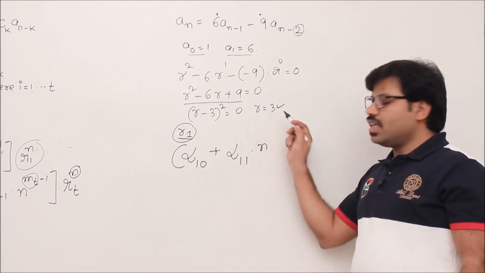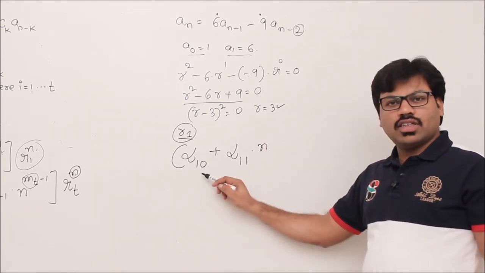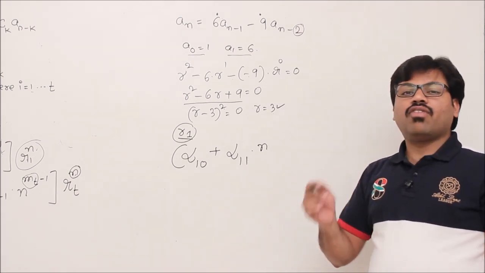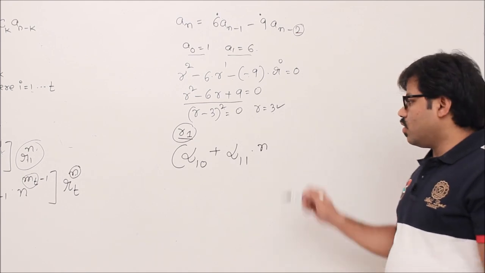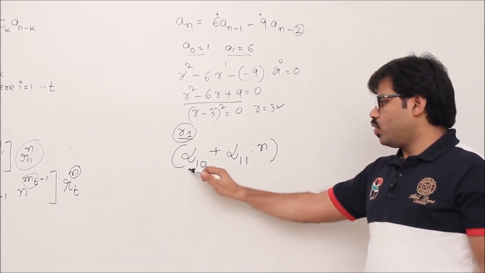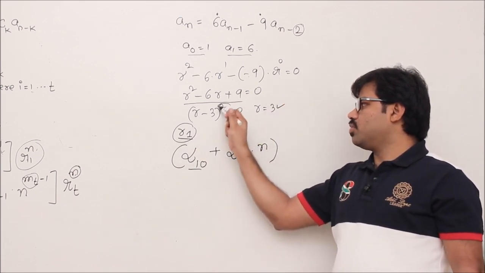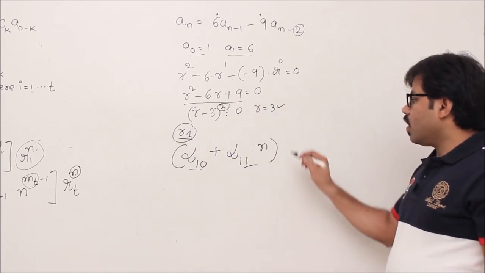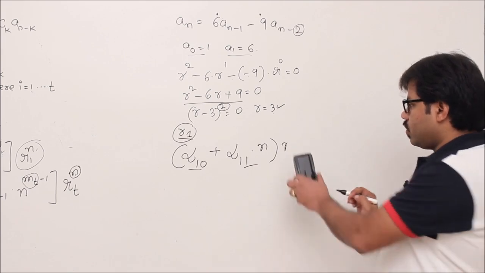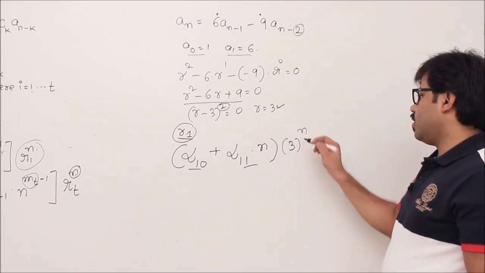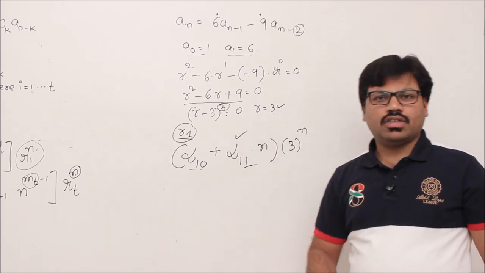Sir, what if this 3 is repeated 3 times? You get alpha 1 0 plus alpha 1 1 into n plus alpha 1 2 into n square. So that is the difference. Now you get two terms because the multiplicity of this root is 2. That means 2 times it is repeated, into n to the power of the root power. What is the root here? 3 power n. That's it. This is the solution.